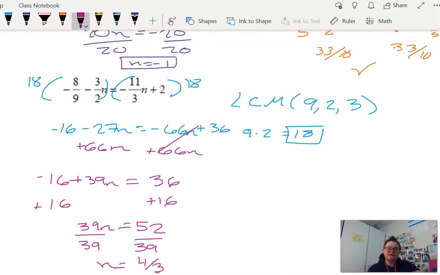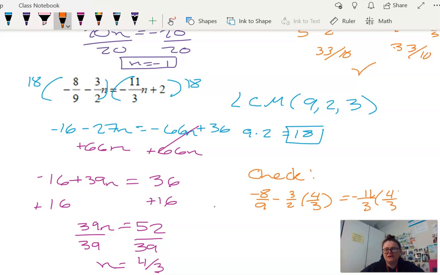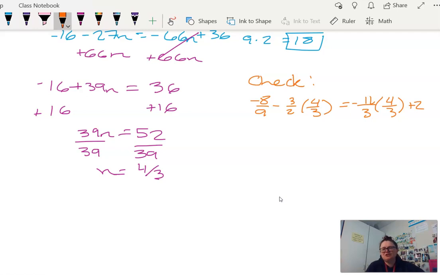So now we want to check that 4/3. So we've got negative 8 over 9. We have negative 8 over 9 minus 3 over 2 times 4 over 3 equals negative 44 over 9 plus 2. Okay. Multiplying fractions actually isn't so bad. You just go straight across. So let's just show that step. For those of you who I know, some of you do want to remember these skills. Negative 8 ninths minus 12 over 6 equals negative 44 over 9 plus 2.